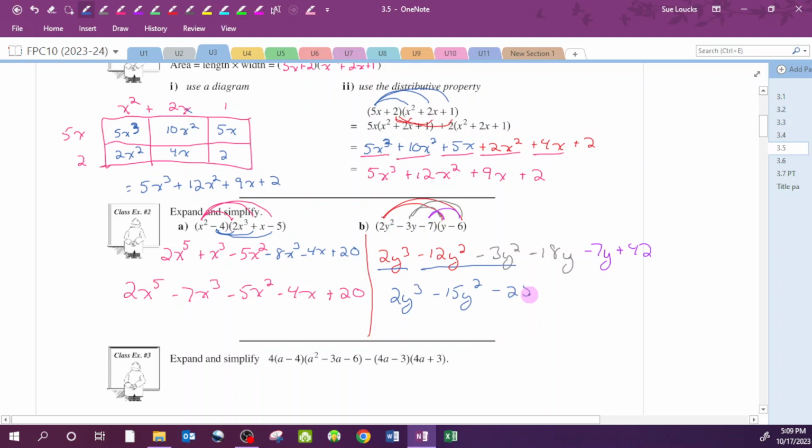Wait. One of those should have been a positive. Negative 3y. Yeah, this one should have been a plus. I am definitely too tired to be doing this tonight. I am sorry. This is not going to be negative 25. This is going to be 18 minus 7. That's going to be 11y plus 11y plus 42.